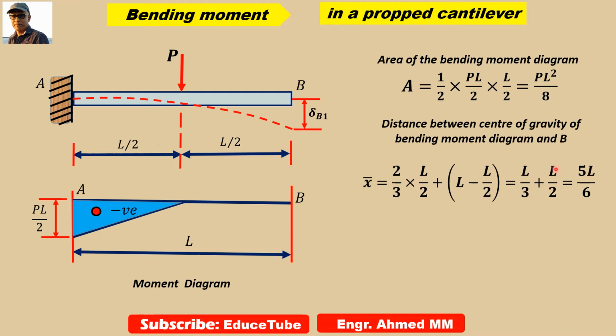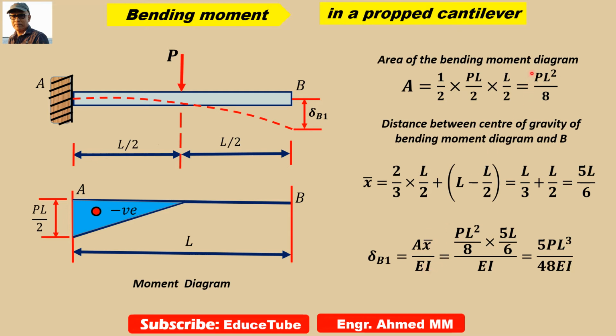So L by 3 plus L by 2 equal to 5L by 6. So we got the distance from B to the center of gravity of the bending moment diagram. Now easily we can find that del B1 equals A multiplied by this distance divided by EI. So this is PL square by 8, 5L by 6 divided by EI. Easily we get 5 PL cubed by 48 EI. That is the value for this deflection.